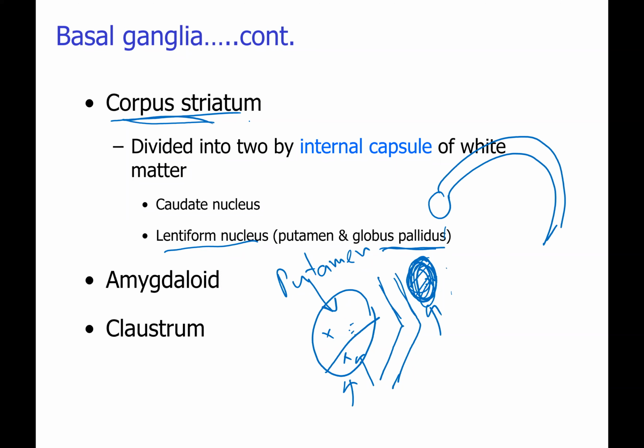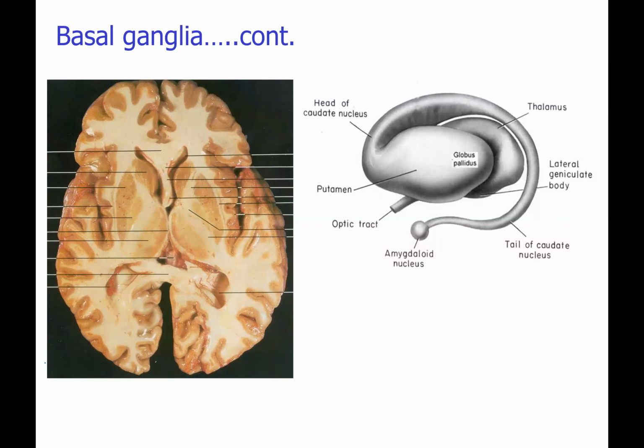Then the other two basal ganglia found in the cerebrum are the amygdaloid and the claustrum. I'll show you when I get the opportunity. Amygdaloid and claustrum. I'll show you. Okay, some things are here.